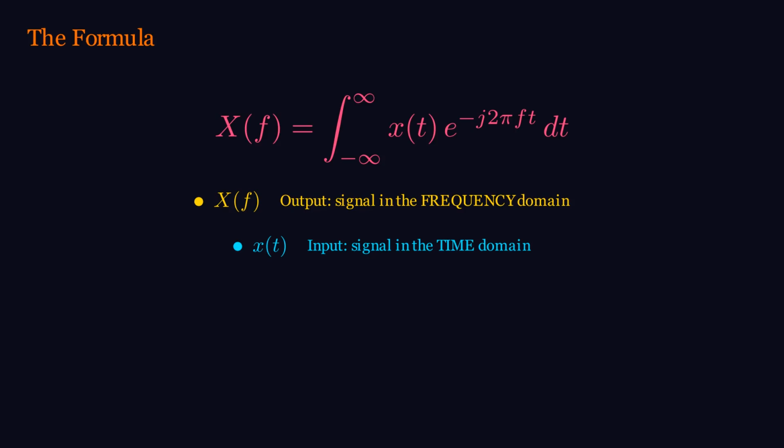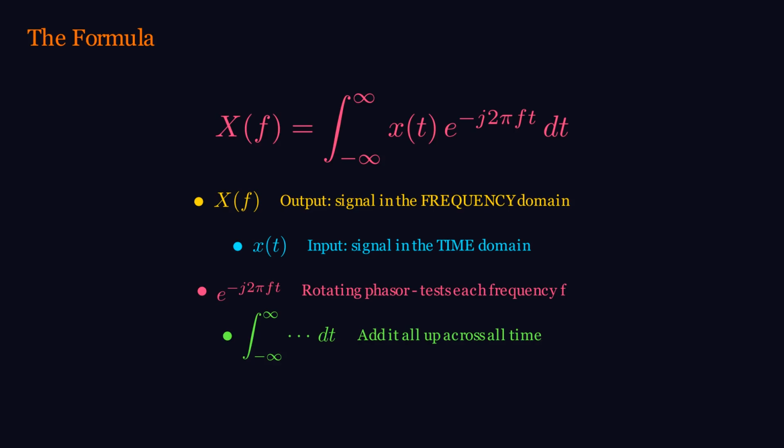Now this term, e to the minus j 2 pi f t, this is the key ingredient. Think of it as a rotating phasor. For each frequency f we want to test, it spins at that exact frequency. And we multiply it with our signal. If our signal contains that frequency, the multiplication gives a big result. If it doesn't contain that frequency, everything cancels out and we get 0. The integral just adds it all up across time. So the Fourier transform is essentially asking, hey signal, how much of frequency f are you hiding? And it asks that question for every possible frequency.